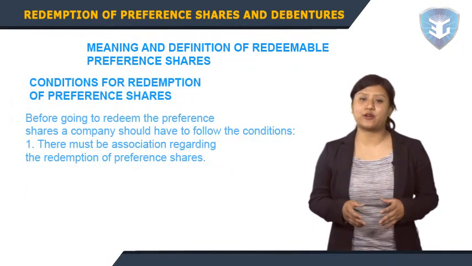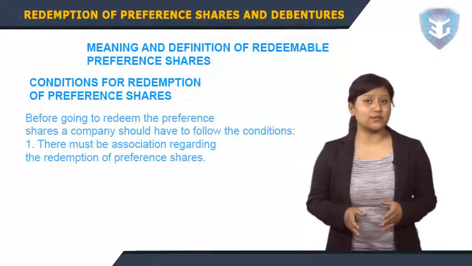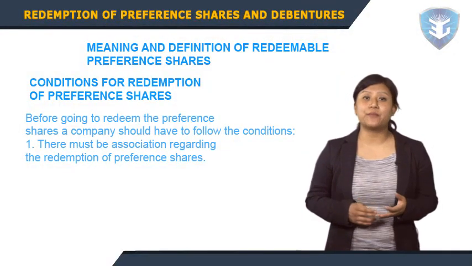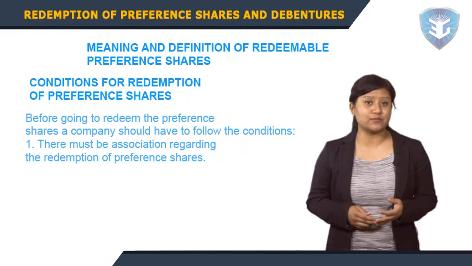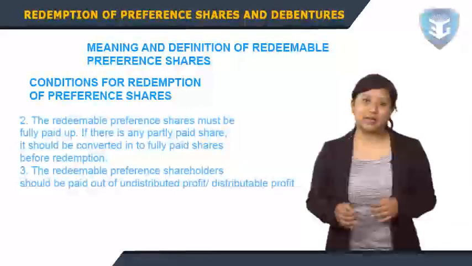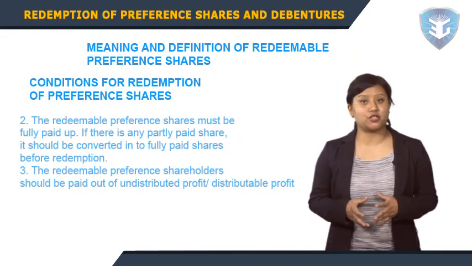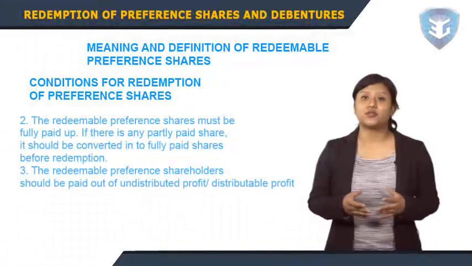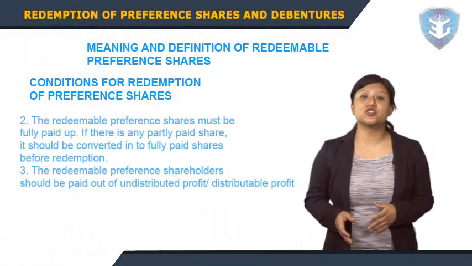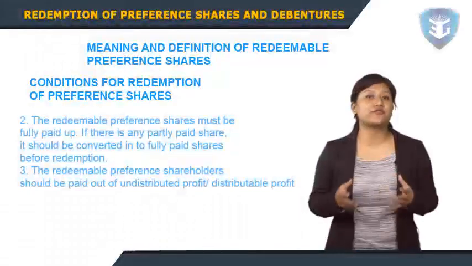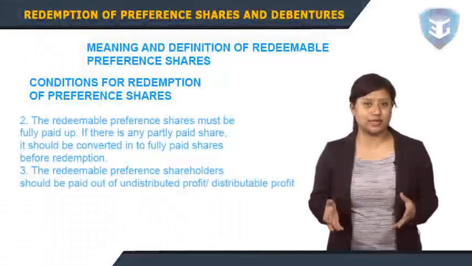Conditions for redemption of preference shares. Before going to redeem the preference share, a company should have to follow the conditions. There must be authorization regarding the redemption of preference shares. The redeemable preference shares must be fully paid up. If there is any partly paid share, it should be converted into fully paid shares before redemption. The redeemable preference shareholders should be paid out of undistributed profit, distributable profit, or out of fresh issue of shares for the purpose of redemption.